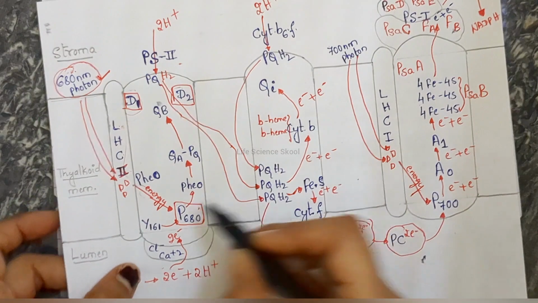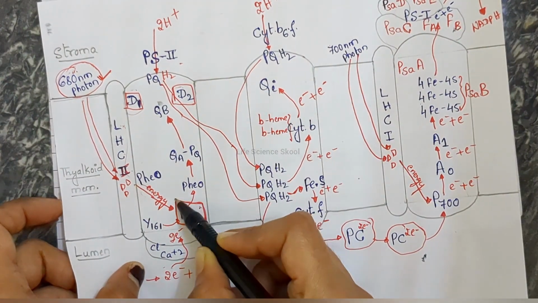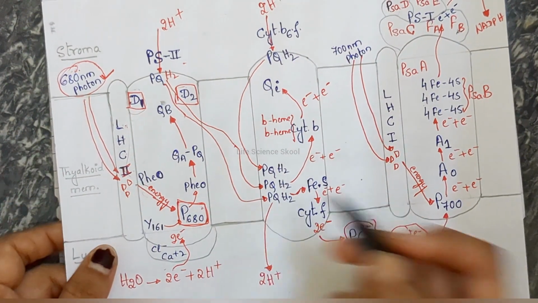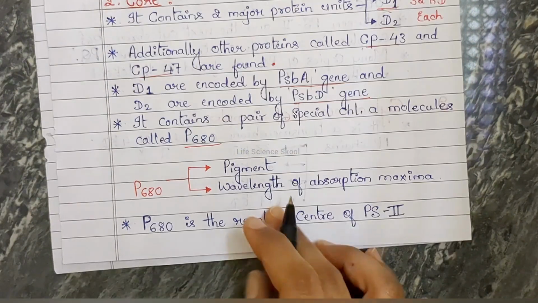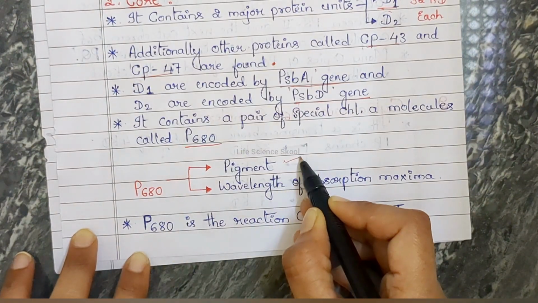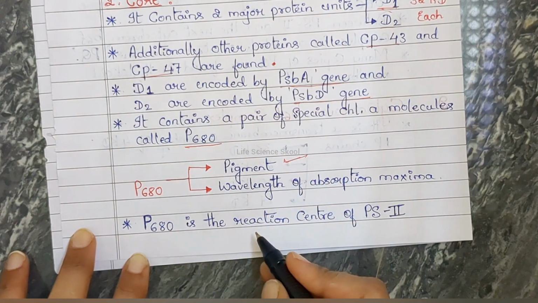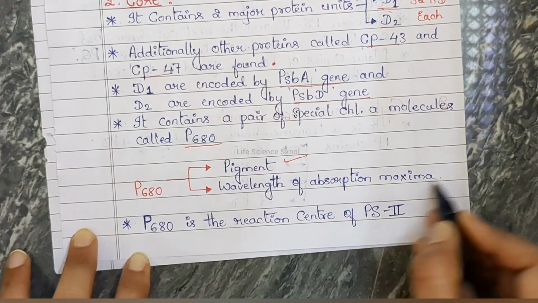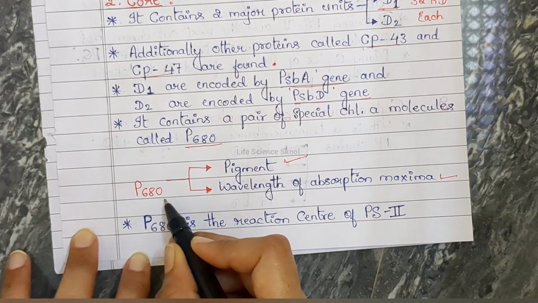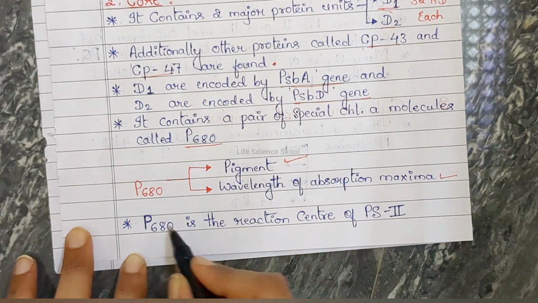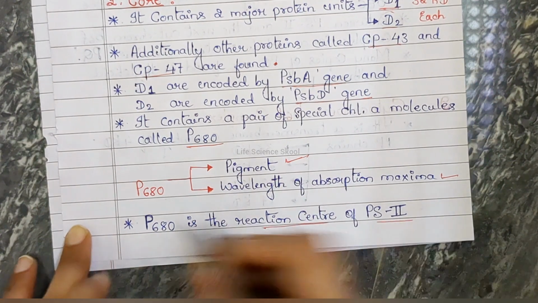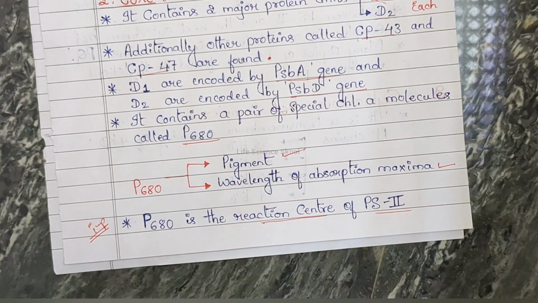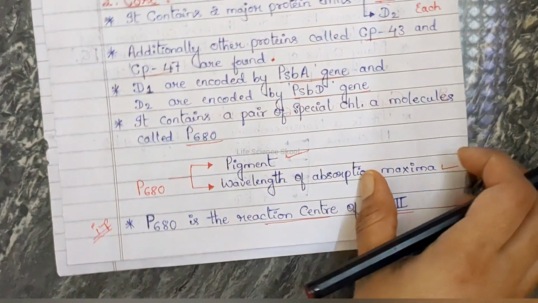It contains a special chlorophyll molecule called P680, that is the reaction center. This P680 is a pigment, as I just mentioned, and its wavelength of maximum absorption is 680. This P680 is the reaction center of PS2. This is important: the reaction center of photosystem 2 is P680.